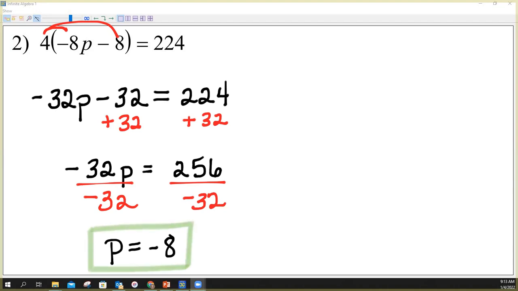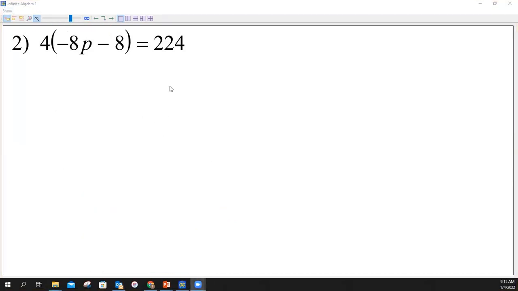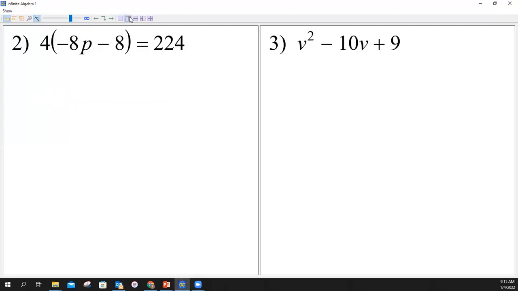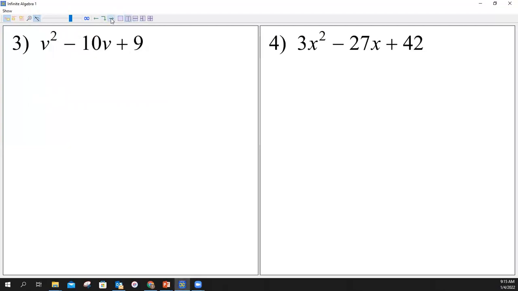So now let's do another mini factoring review. Take a moment and copy down questions 3 and 4. And then we're going to factor both of these shortly. Take a moment and copy these down in your notes.